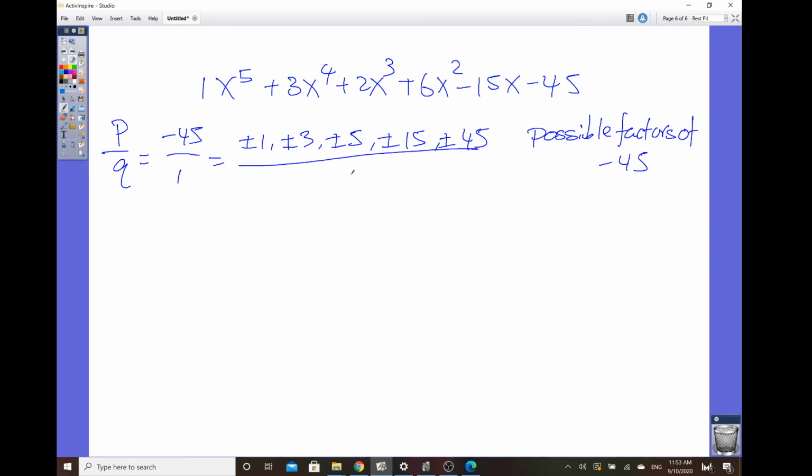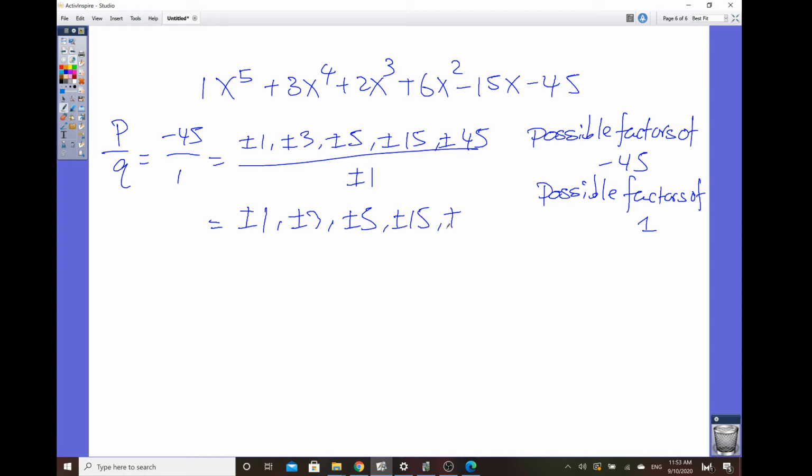We do the same thing, possible factors. So we only have what? Plus minus 1. Those are the possible factors of positive 1. And now once you divide, you do have plus minus 1, plus minus 3, plus minus 5, plus minus 15, and plus minus 45 again. So what this tells you is it's all about the possible rational roots.